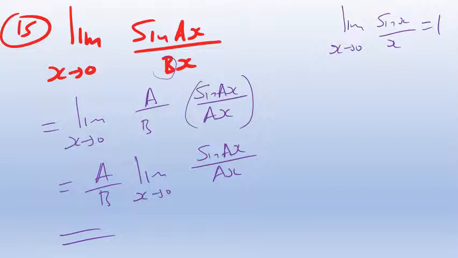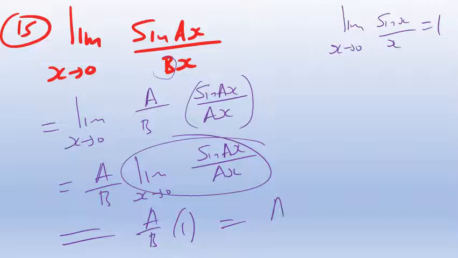And that is going to be not 1. It's a over b times 1. This whole thing is 1. And so the answer is a over b. Ta-da! Done. Sweet. Simple. Dusted.